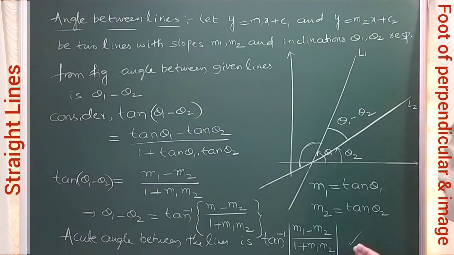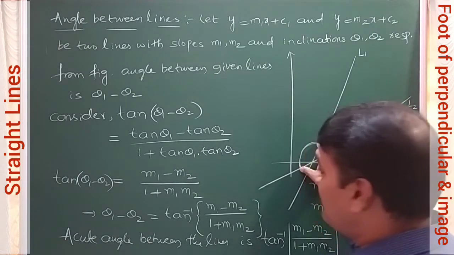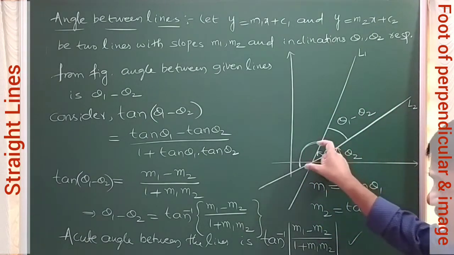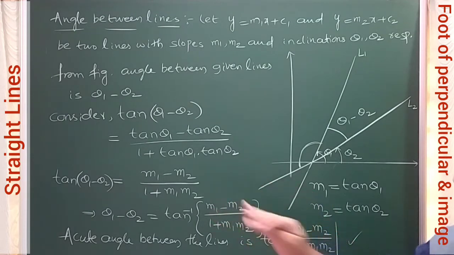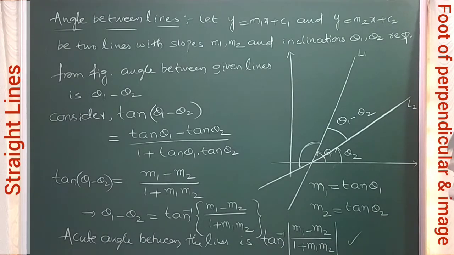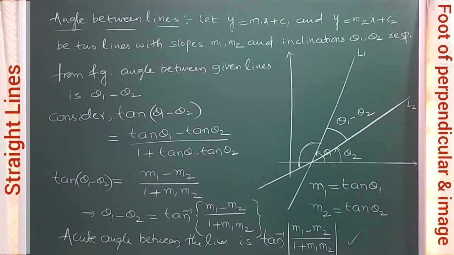Whenever an obtuse angle is required, then don't take the modulus. If you get a negative value here, you will get an obtuse angle. When you get a positive value for this, you will get an acute angle. So if you always want the acute angle, just take the modulus, you will definitely get the acute angle always. So this is the formula in terms of tan. In terms of cos also we have one formula.